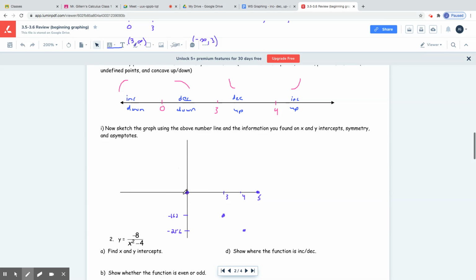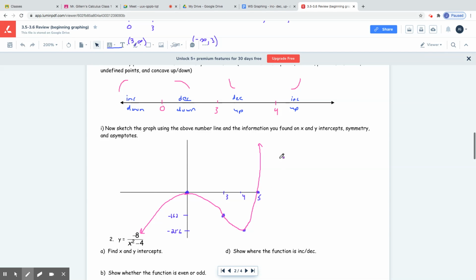We make sure that anything less than 0 has to be increasing and down. So increasing and down looks like this, right? Then we went decreasing and down. Then we changed to decreasing and up. And then this goes to increasing and up. And this will make sure that's concave up. It goes through like that. It should be a little bit more spread out there at the end, but you guys get the idea.